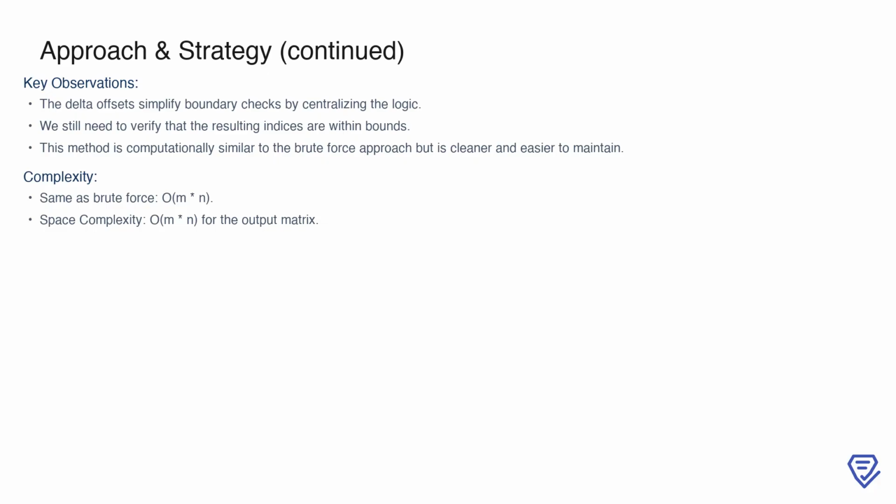By centralizing the neighbor traversal logic with these deltas, we simplify the process and avoid hard-coding specific boundary checks. Although we still need to verify that the resulting indices for each neighbor are valid and within bounds, this approach significantly cleans up the code. The computational complexity remains the same as the brute force approach, with O(m*n) time complexity and O(m*n) space complexity for the output matrix. However, the delta offset method makes the implementation more structured and easier to maintain.